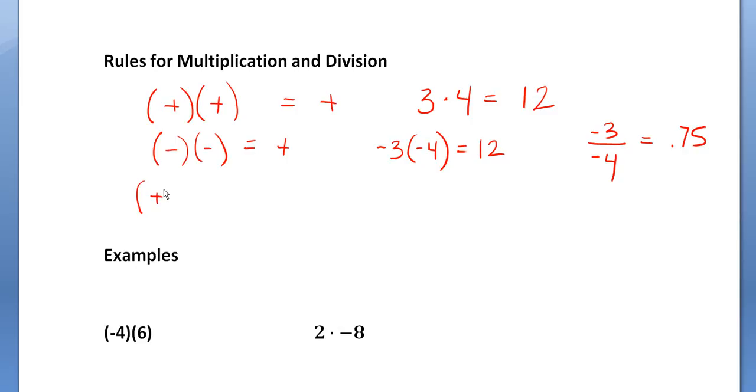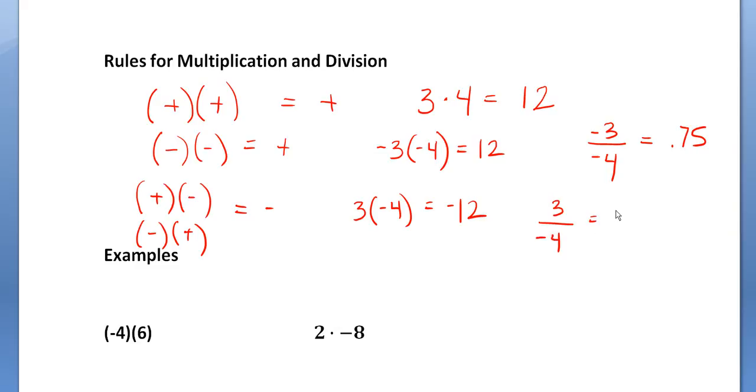But if I multiply a positive by a negative, or it could be a negative by a positive, it doesn't matter, both of those will give me a negative answer. So if I take a 3 times a negative 4, I will get a negative 12. If I take a 3 divided by a negative 4, I will get a negative 0.75. So here are our rules for multiplication and division. Please keep them in mind.